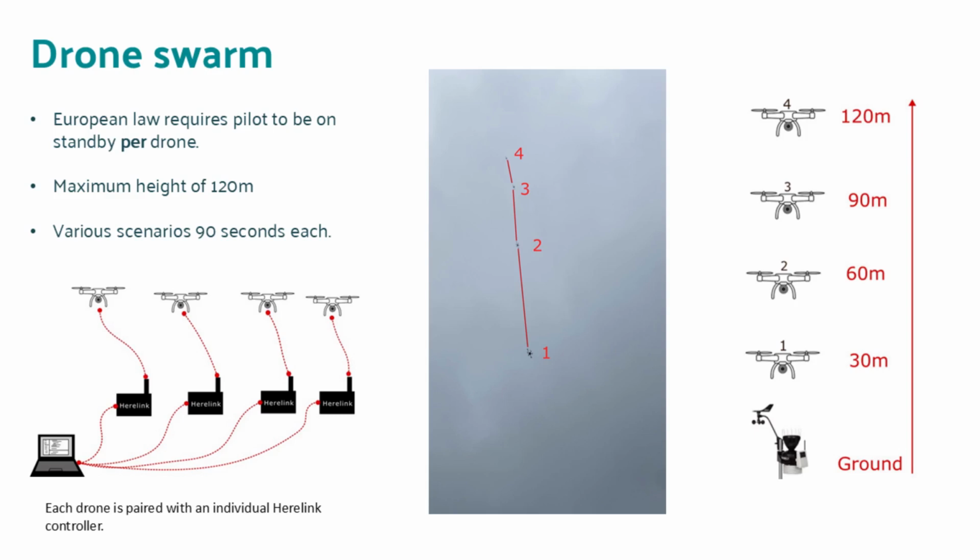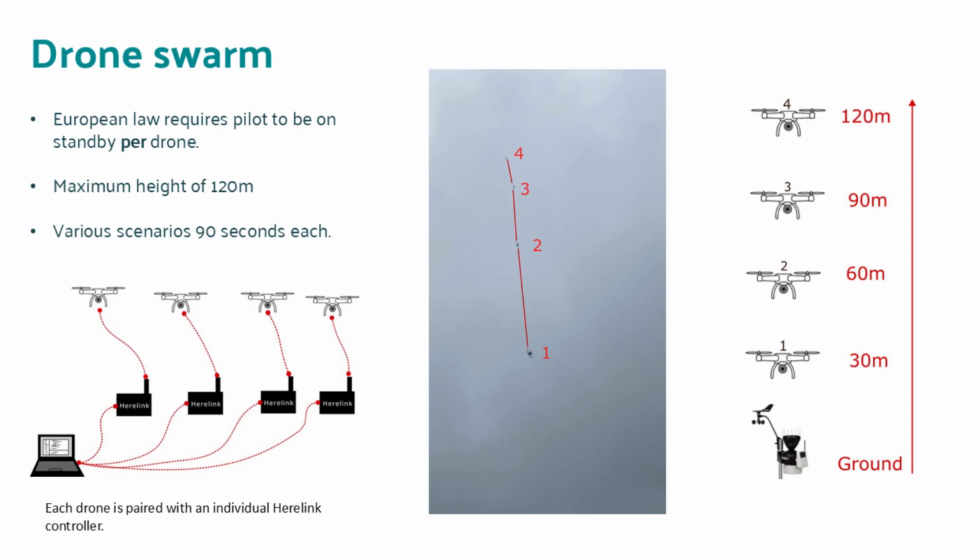Another legal constraint is the maximum flight altitude of 120 meters, which is still pretty close to the ground. And then we limited each scenario to about 90 seconds each, primarily because of battery limitations. So for lower elevation angles of the drone swarms, the drones needed to fly up to 800 meters away, which used up a significant portion of the flight time just in transit.